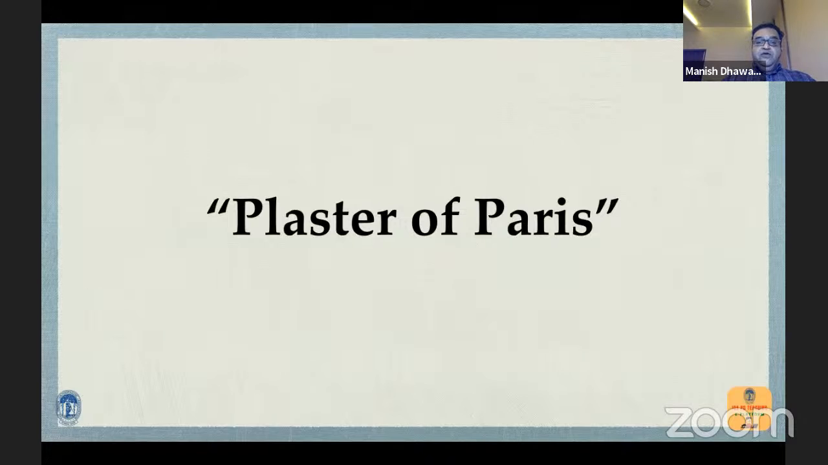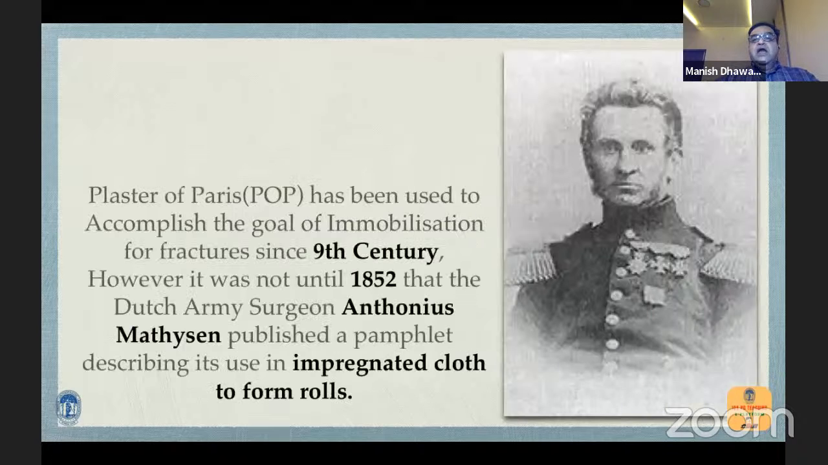And very often during the ward rounds, the students are asked about the history of plaster of Paris. So there are certain important things they should know, and it's a very interesting history. Now the whole credit of this plaster of Paris bandage goes to this Dutch army surgeon Anthonius Mathijsen. He was the first one who used impregnated cloth to form rolls like the plaster bandages we have.